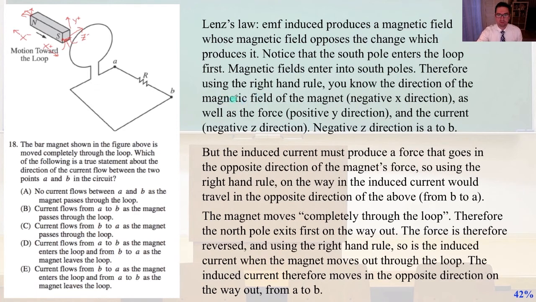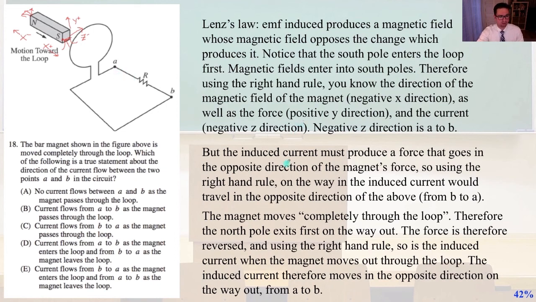So again, we're noticing that the south pole enters the loop first. Magnetic fields enter into south poles, therefore using the right-hand rule, you know the direction of the magnetic field of the magnet, which is the negative x direction, as well as the force, the positive y direction, and the current, the negative z direction. So the negative z direction would be from A to B. But the induced current must produce a force that goes in the opposite direction of the magnet's force. So using the right-hand rule, on the way in, the induced current would travel in the opposite direction of above, so it would be from B to A.